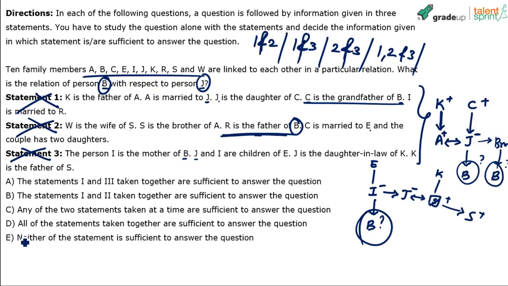So your answer to this question should be that neither of the statements is sufficient to answer the question. Strictly speaking, the answer should be all 3 of them together are not sufficient. But that option is not given to us. Option D says all 3 of them taken together are sufficient, but actually it is not sufficient. So the best of the options given here is option E. Neither of the statements is sufficient to answer the question.